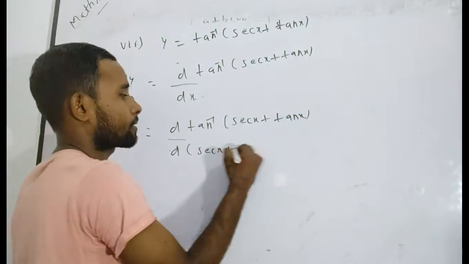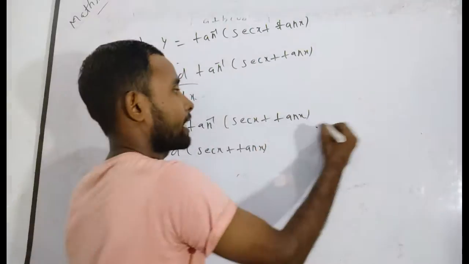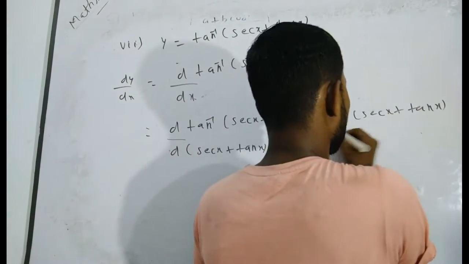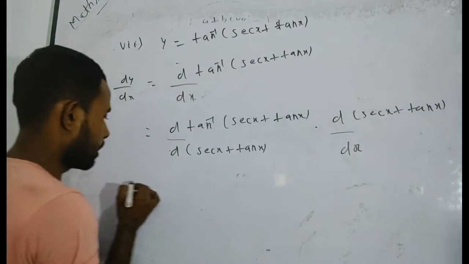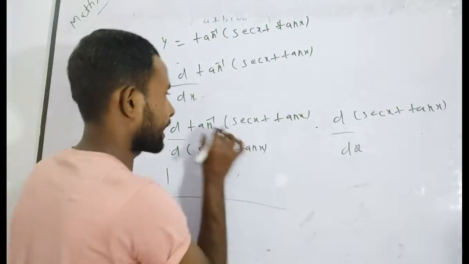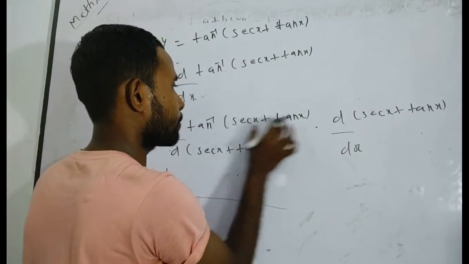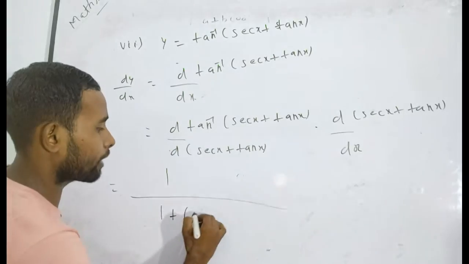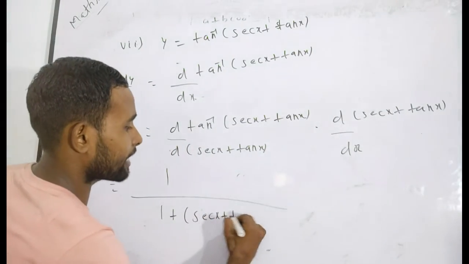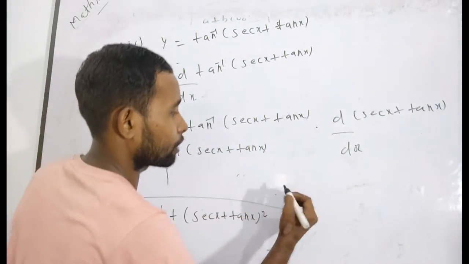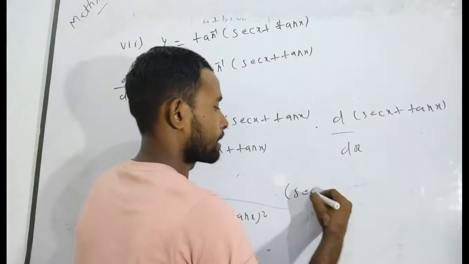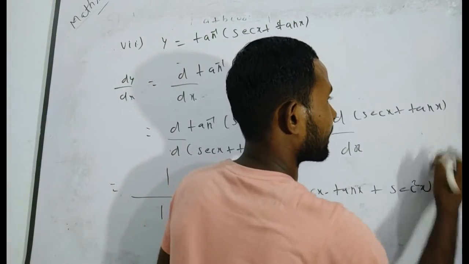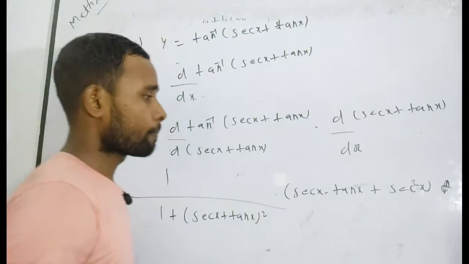Sec x plus tan x. And again you have to differentiate sec x plus tan x with respect to x. Now the derivative of tan inverse p, suppose this is p, with respect to p will be 1 upon 1 plus p square, that means (sec x plus tan x) whole square, into the derivative of sec x, which will be sec x into tan x, plus the derivative of tan x, which will be sec square x. This is your answer.